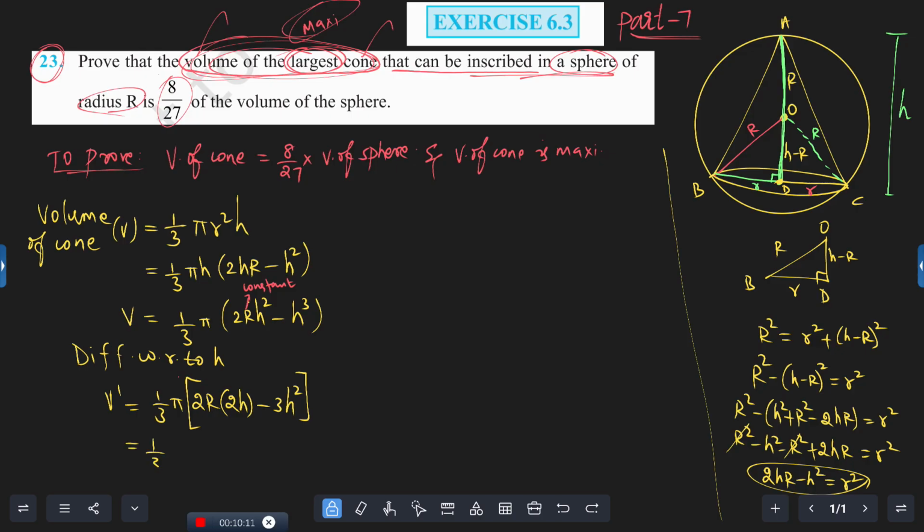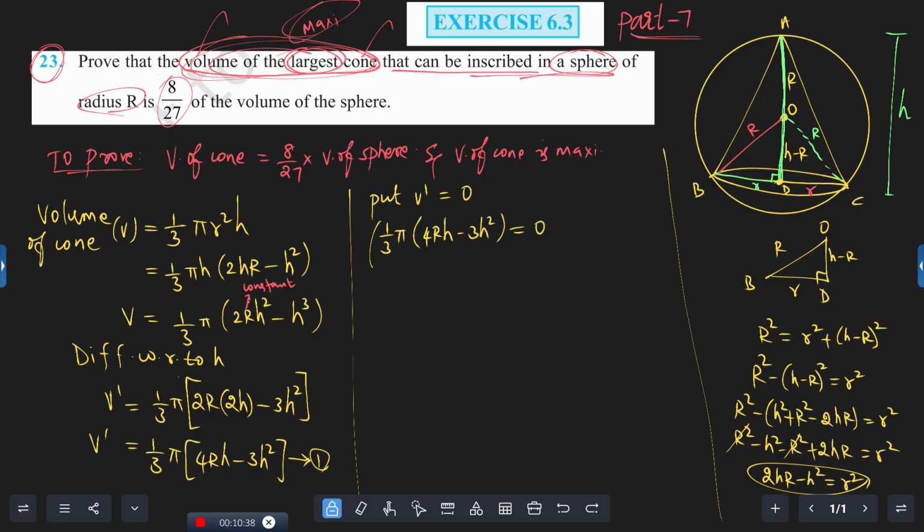Right. Now you can simplify this. What I'm getting: 1 by 3 pi, 2 2s are 4, R H minus 3 times H square. Let it be answer number 1. This is V dash. Now put V dash equal to 0 to find the H value. 1 by 3 pi into 4 times capital R H minus 3 times H square equals 0. Multiplying 1 by 3 pi, when you send it opposite, divide. So 0 divided by anything is 0.